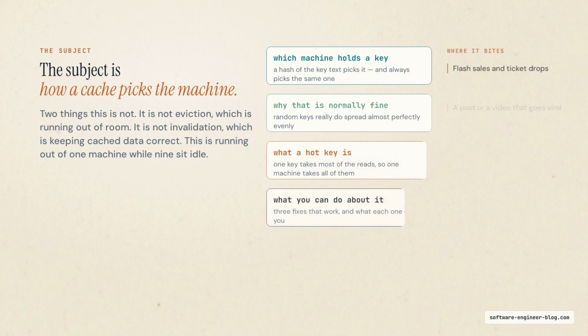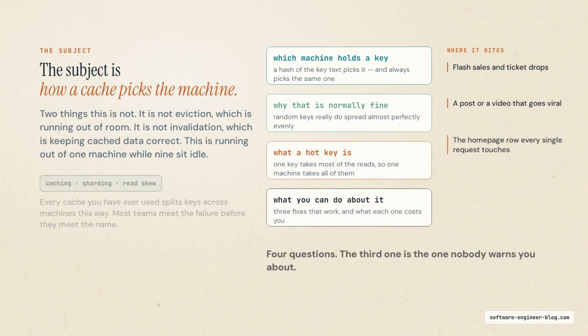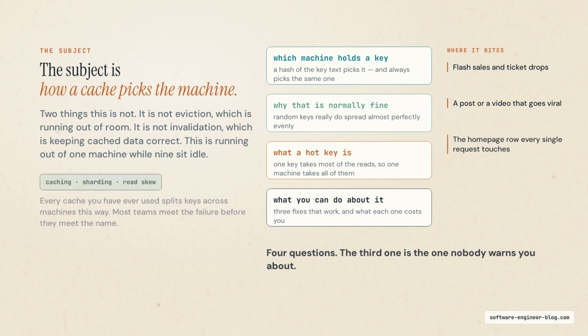2 things this is not. It is not eviction, which is running out of room. It is not invalidation, which is keeping cache data correct. This is running out of one machine while 9 sit idle. It bites during flash sales and ticket drops, when a post goes viral, and on any homepage row that every single request touches. Here is the picture I want in your head.